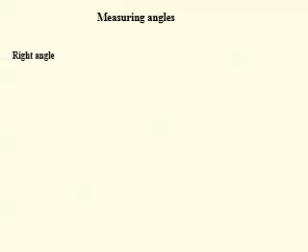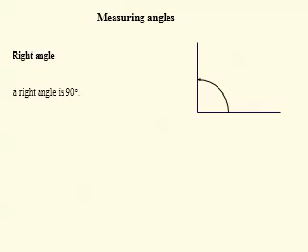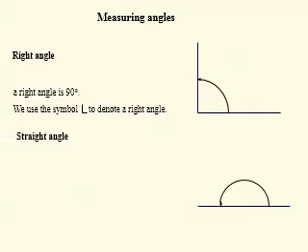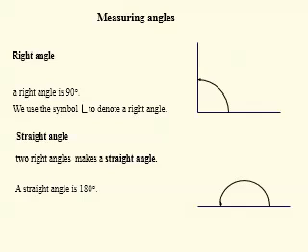How do we measure an angle? You know that you have to measure an angle using a protractor, and there are types of angles. The right angle is any angle that measures 90, where the arms are perpendicular to each other. A straight angle measures 180, where it forms a straight line.